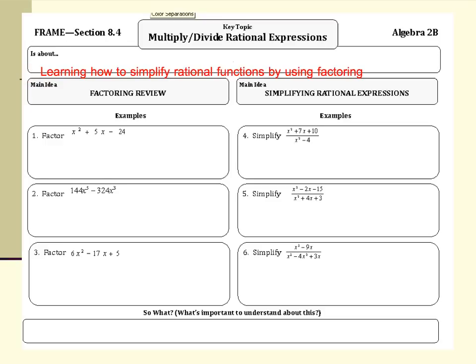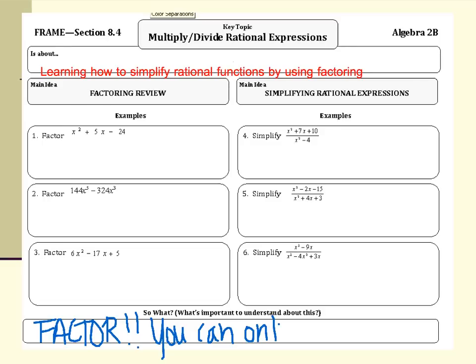Our "so what," we'll fill it in right now so that we don't miss it. Our so what is factor. You can only cancel out factors. So factor, you can only cancel factors.